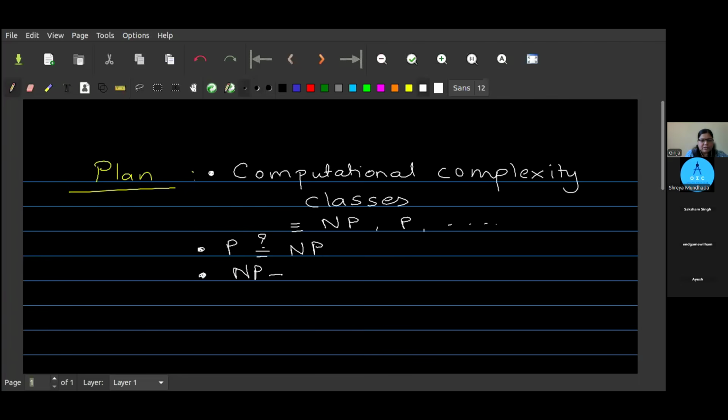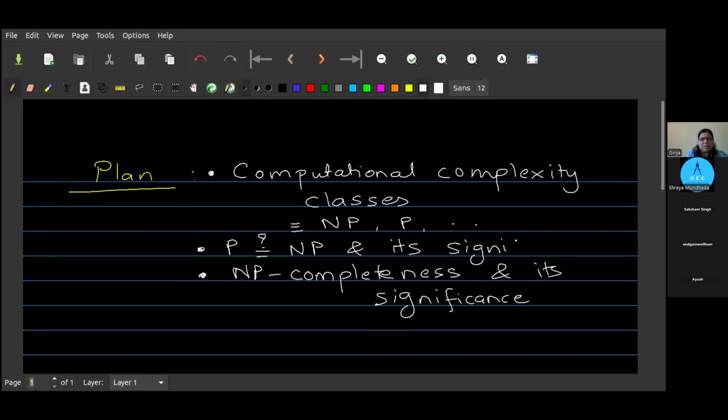Then I'll talk about NP completeness. In fact, we will also cover that as one of the classes, but I'll also talk about it specifically and its significance. Also, for whether P equals NP or not, this question and its significance. We will look at these things. This is what I plan to talk about today.